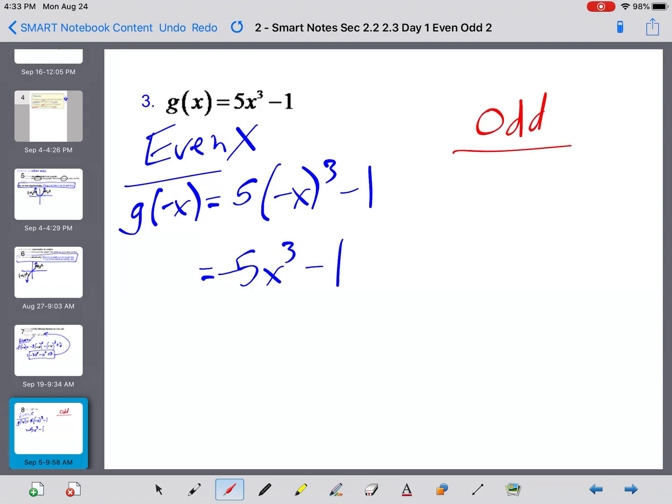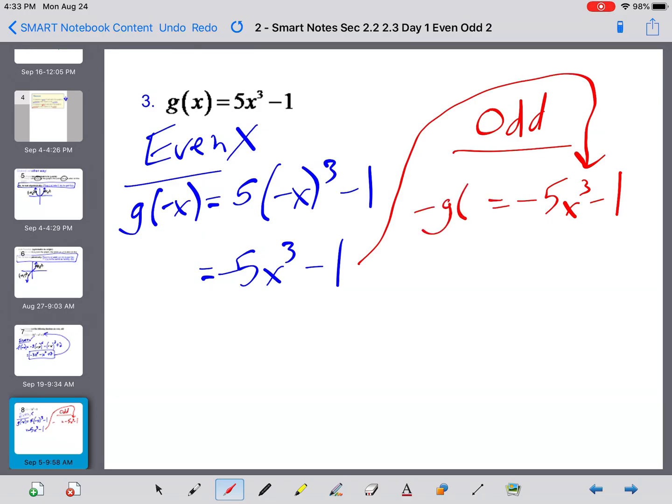Now, for an odd function, you have to plug in a negative x and a negative y. Here's why I do even first. I already plugged in a negative x. I know what that looks like. I know what that is. So I'm going to kind of piggyback off this. Plugging in a negative x, I know gives me negative 5x cubed minus 1. I already did that work. Plugging in a negative y is just coming over here and making the g of x negative.